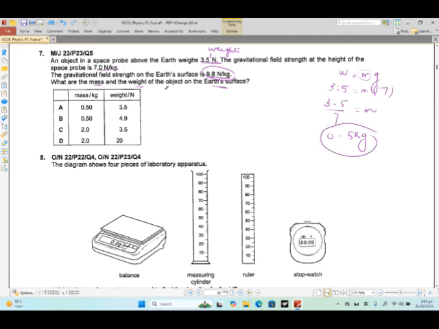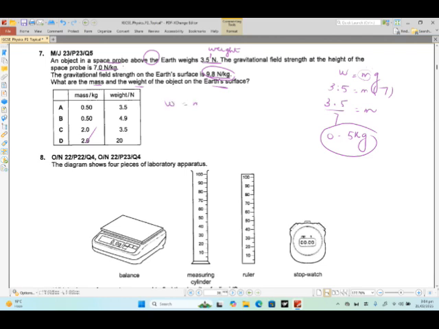Now we can see what the mass and weight of the object were, which was on the space probe. We now know that our mass in kgs is 0.50. So some options are eliminated. Now we are going to find the weight and see which option out of A or B is correct.